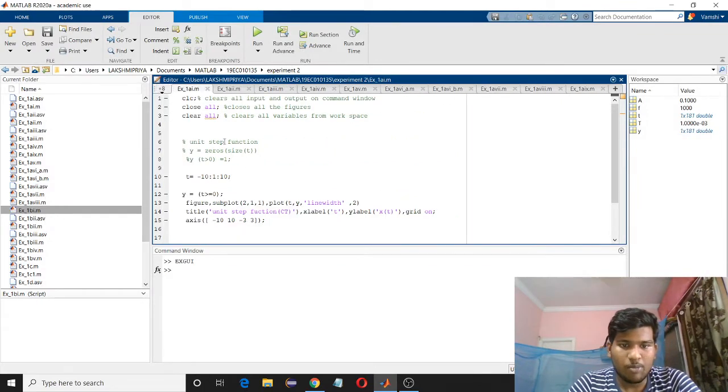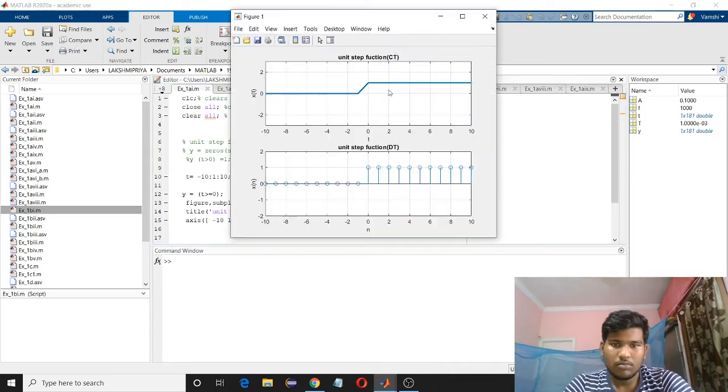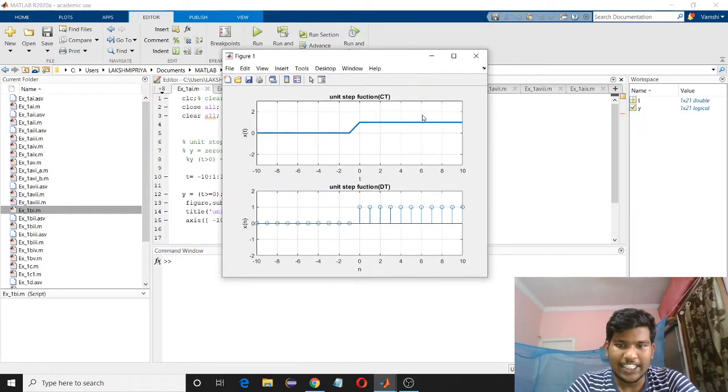So the first function we are plotting is the unit step function. When t is greater than or equal to 0, y will be equal to 1. When t is less than 0, y will be equal to 0. This is the output that we are getting. This is the continuous time signal, this is the discrete time signal.